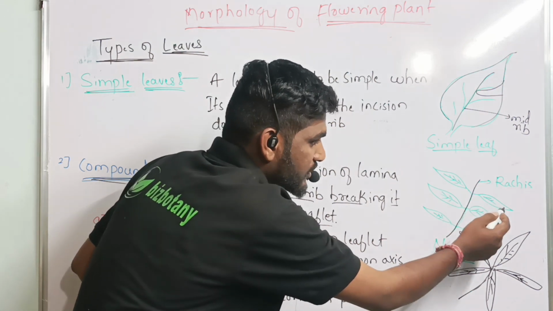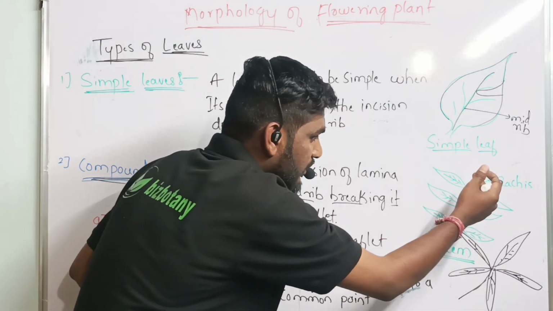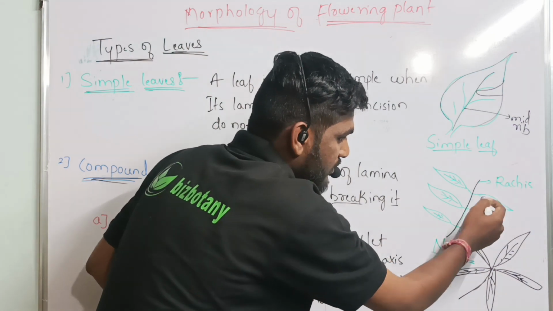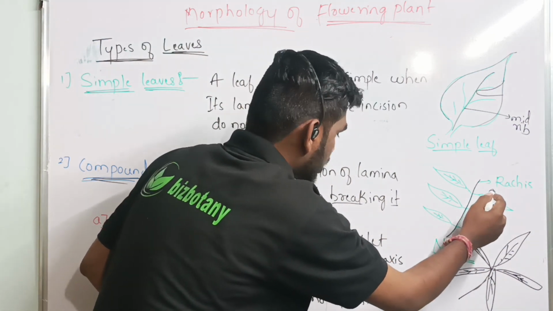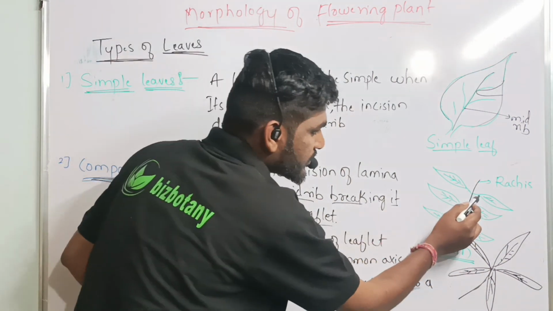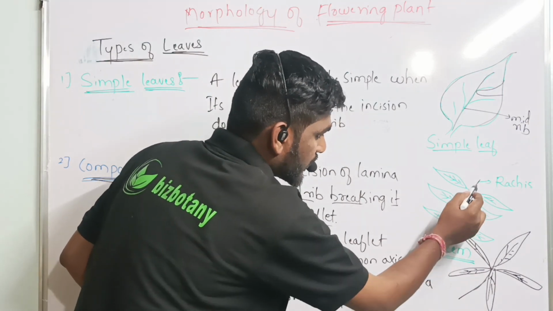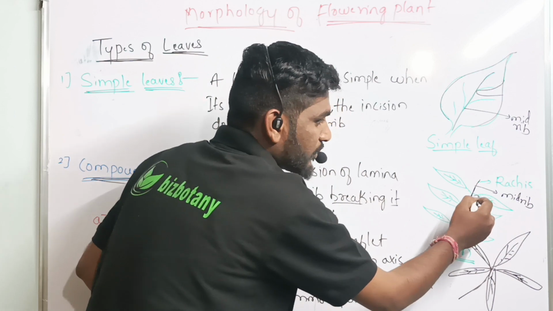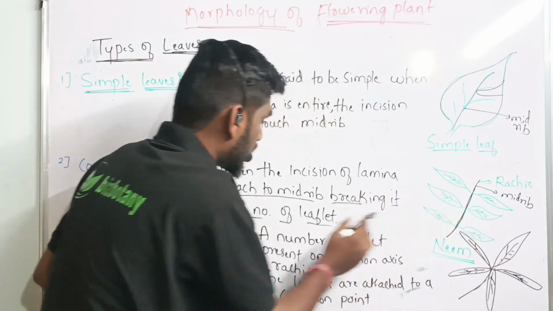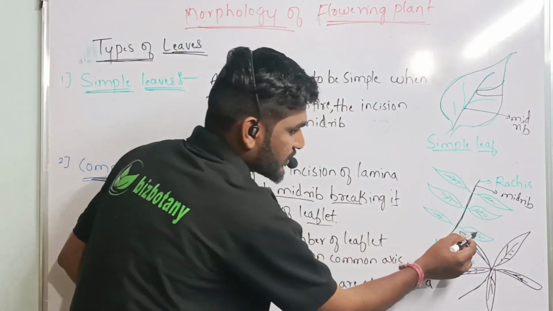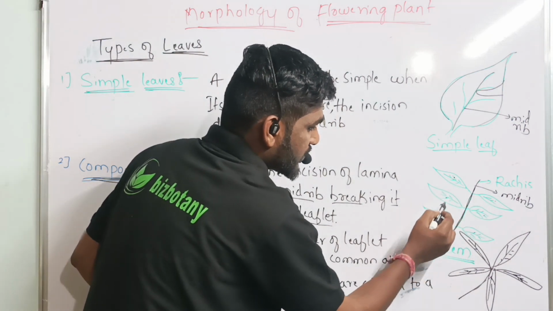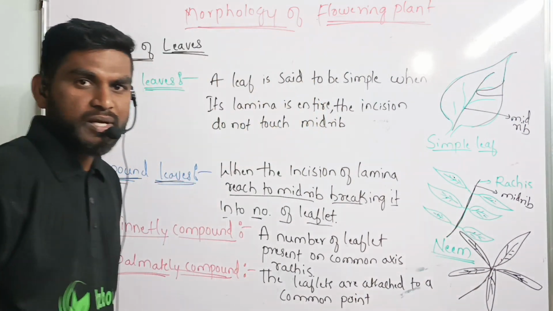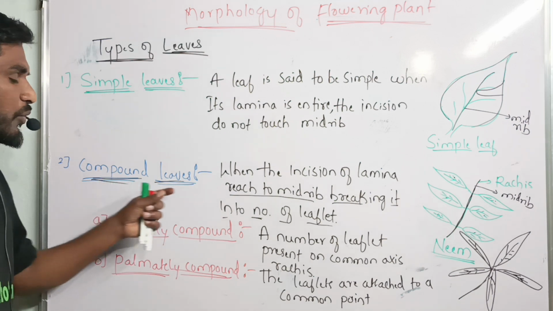Okay, incisions, we are calling them incisions, nothing but decorative cuttings. These decorative cuttings are reaching the midrib. This part we are calling the midrib part. They are reaching the midrib, which leads to the formation of a number of leaflets. These are the leaflets of a compound leaf. Such types of leaves are known as compound leaves.